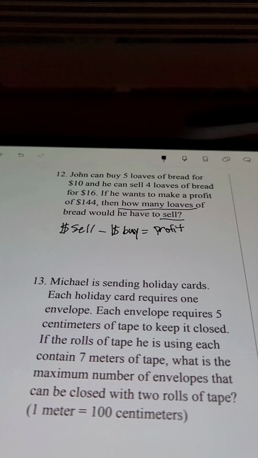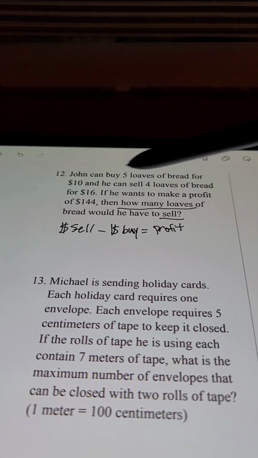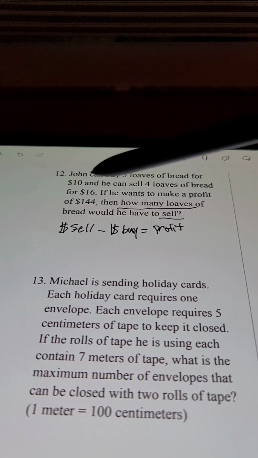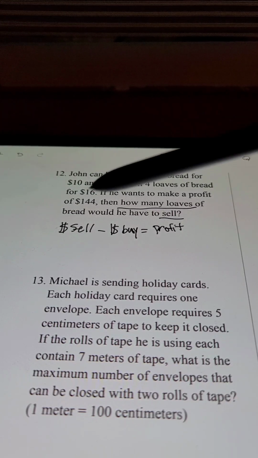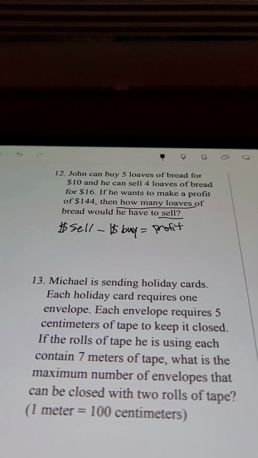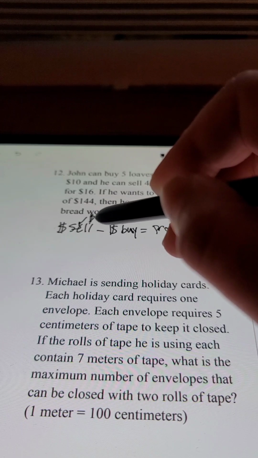Okay, so we want to know how many loaves of bread he would have to sell. So we have to think, okay, what you sell it for minus what you buy it for is going to give you your profit, right? So if you look at what it's selling for, it's going to be that he's selling 4 loaves of bread for $16. So $16 for every 4 loaves of bread means if we turn that into a per 1 loaf of bread situation, it's $4 for every loaf of bread that he sells. So he's selling each loaf of bread for $4.